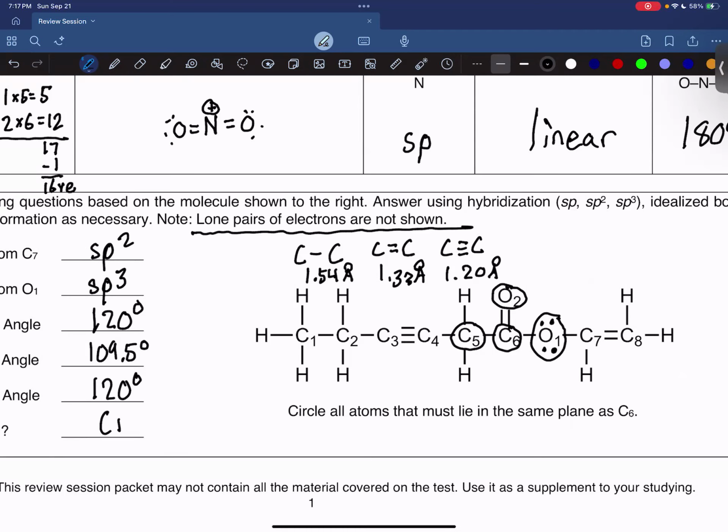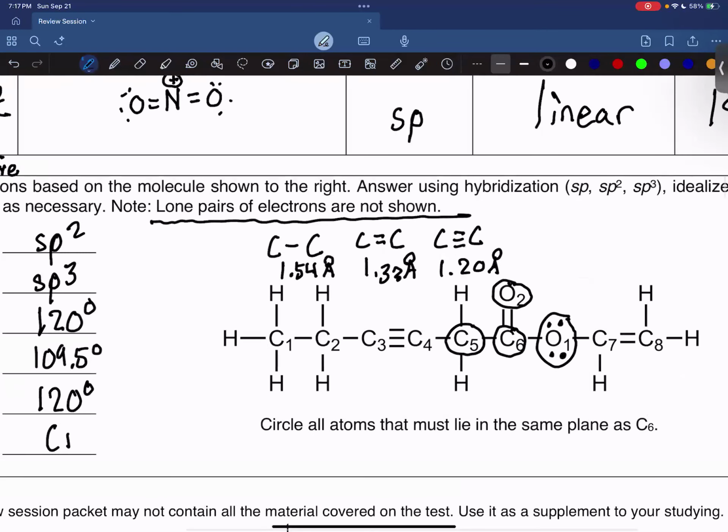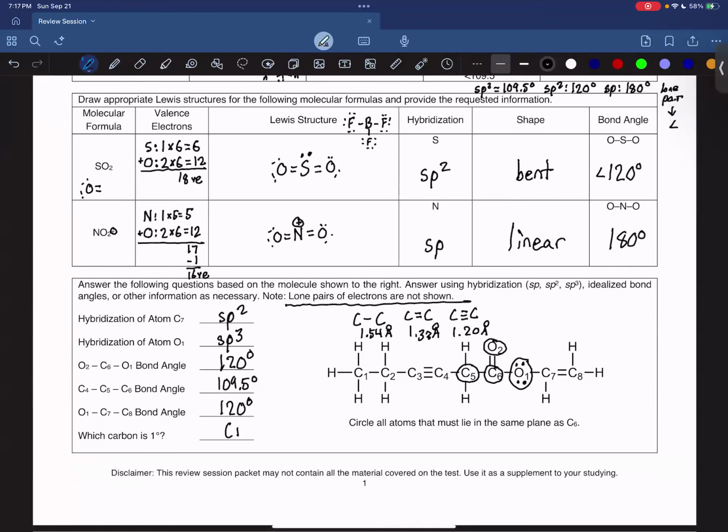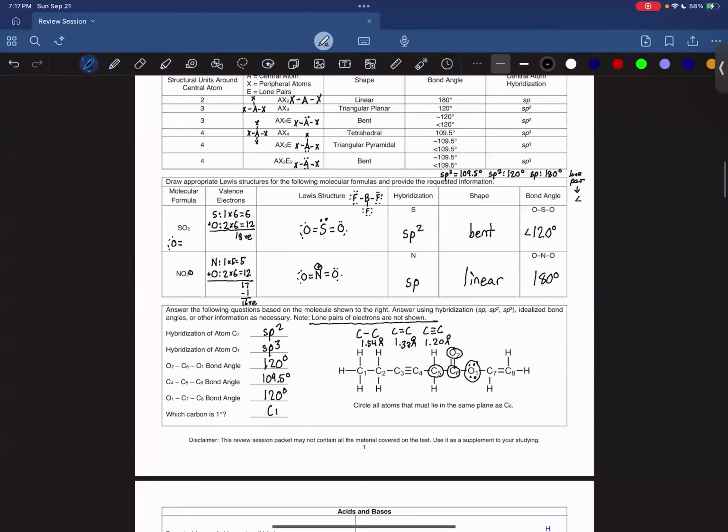and a C5. So that's how you solve those types of questions. You look for the double bond, look for the atoms that are in the double bond, and then you look for the atoms coming off of it. So let me check to make sure I did it correctly. But yeah, that's the first page, guys.